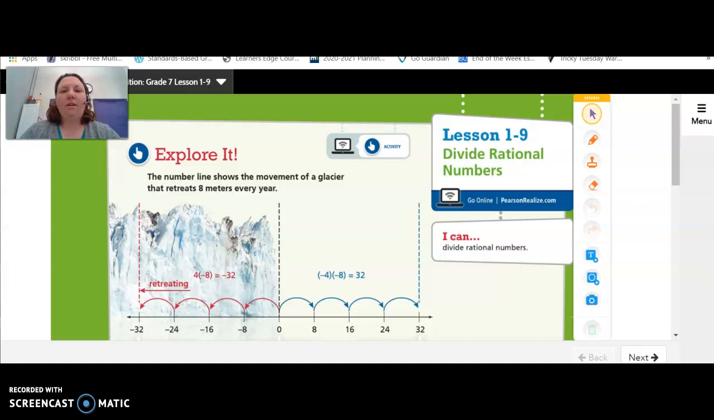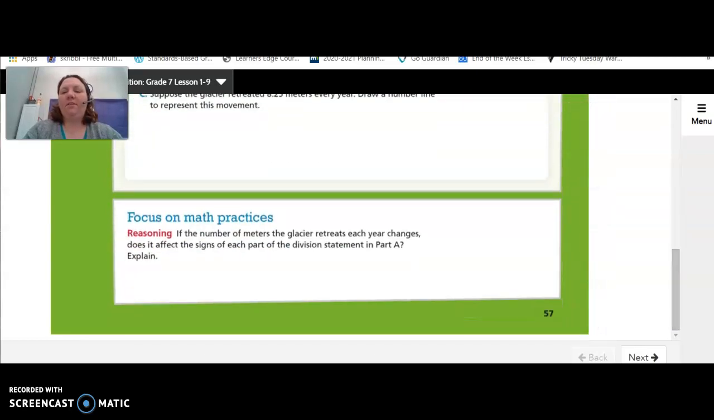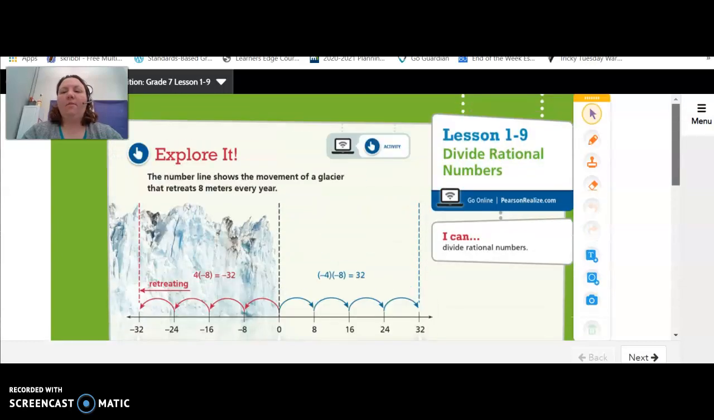So part number 1 reviewed and practiced multiplying rational numbers. And now you'll see that we're in our student workbooks again. This time we're on lesson 1-9, which can be found on page 57 of your math workbook. And we're going to look at dividing rational numbers.